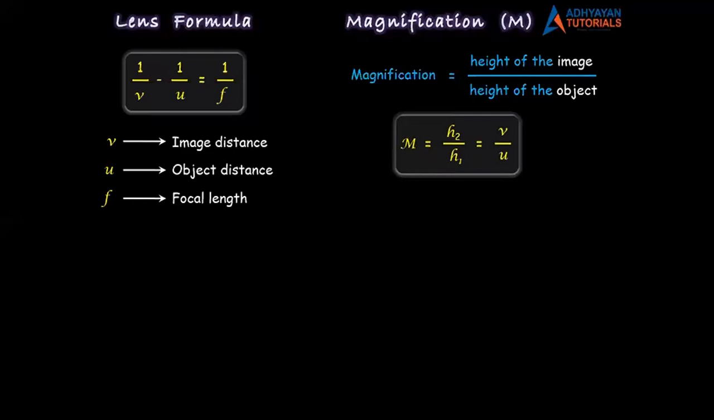So that means we've learned two formulas now. The first formula is the lens formula. The second formula is magnification. Lens formula is 1 upon V minus 1 upon U is equal to 1 upon F. Magnification formula, M is equal to H2 upon H1 is equal to V upon U.